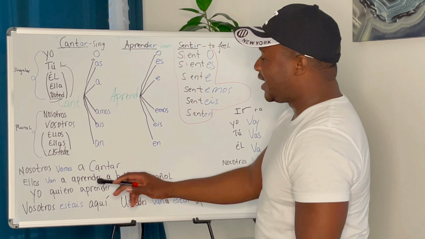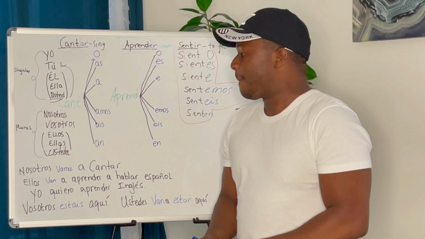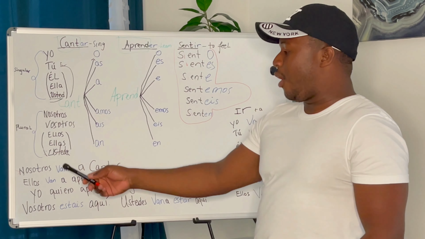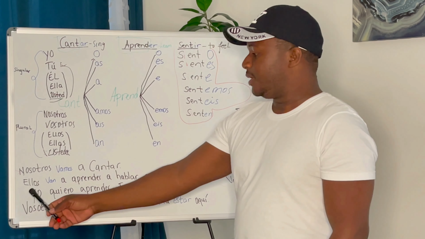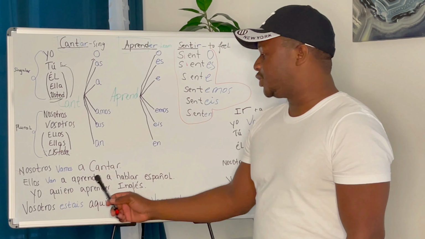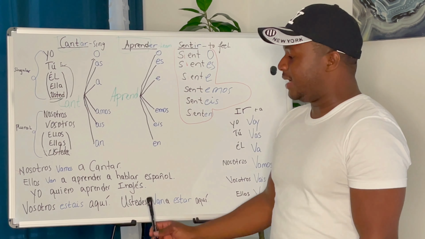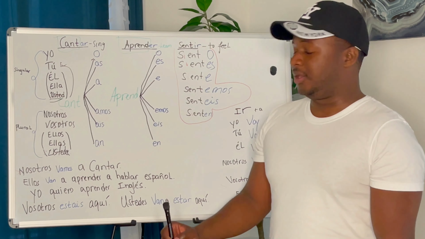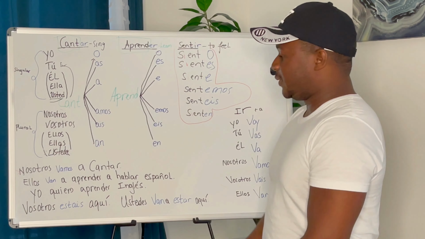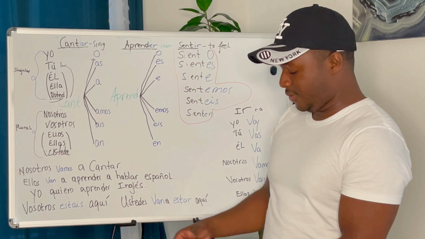So now we're gonna move into conjugations, okay? So the first conjugated sentence is nosotros vamos a cantar, which means we are going to sing, okay? And ellos van a aprender a hablar español. They are going to learn to speak Spanish. Yo quiero aprender inglés. So I want to learn English, all right? And this right here, vosotros estáis aquí. So that would be you, informally, you are here.